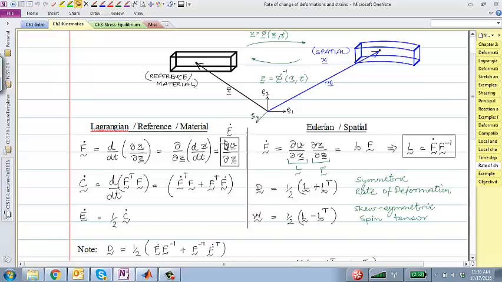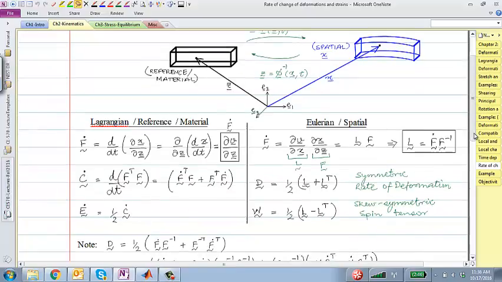Okay. C dot, in a similar way, is just d over dt of the definition of C, and we apply the product rule to get F dot transpose times F plus F transpose times F dot. And E dot is just half of C dot minus I dot. There is no I dot because I is constant.